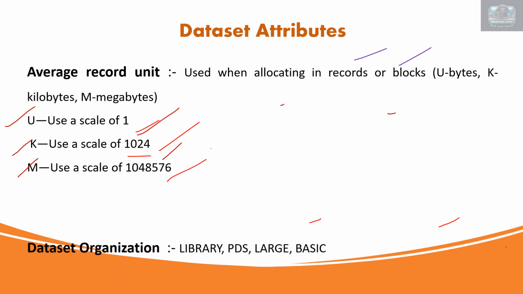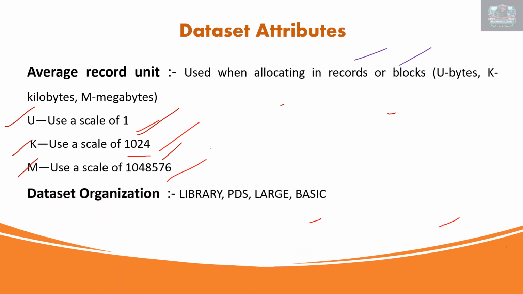And here's the last one, which is normally not required when you're creating through code, but when you're creating through panels, you have to mention if it is a library, a PDS, large or basic. Basic is not required, but normally in the end you have to mention whether this is a PDS file. There is a field for dataset organization. You can give library, PDS, large, basic, anything according to the requirement.